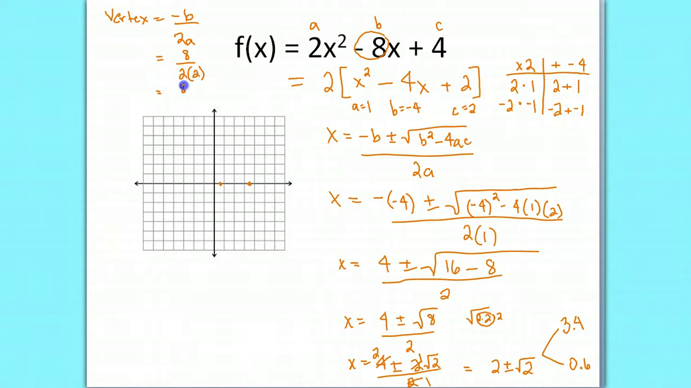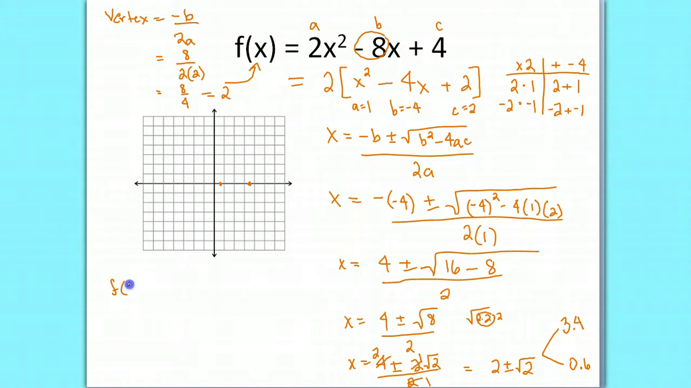So we get 8 times 4, or excuse me, 8 divided by 4, and 8 divided by 4 is 2. Now that's our x value. So we know along here, our vertex is going to be somewhere along here. To find our y value, we're going to need to plug that in. So we're going to take that value of 2 and plug it in. I'll do that down here.